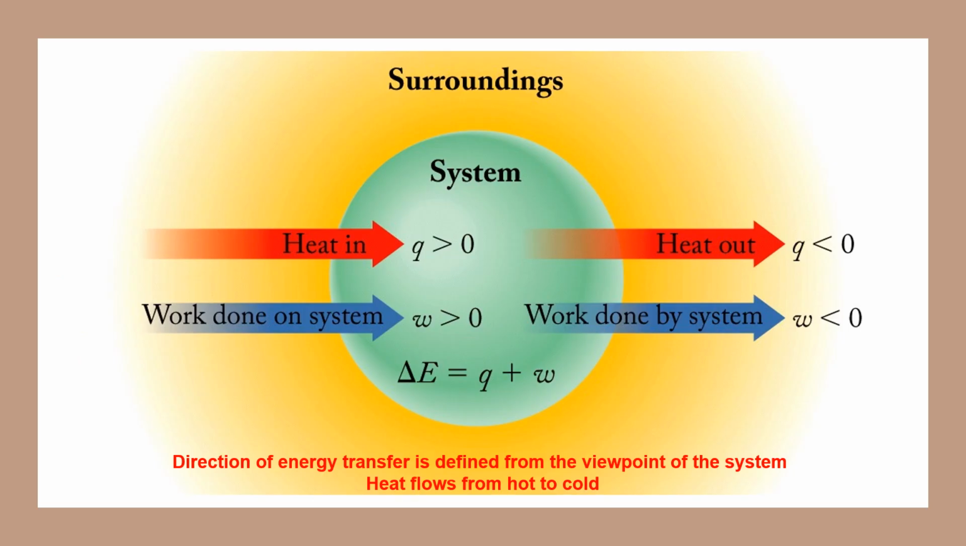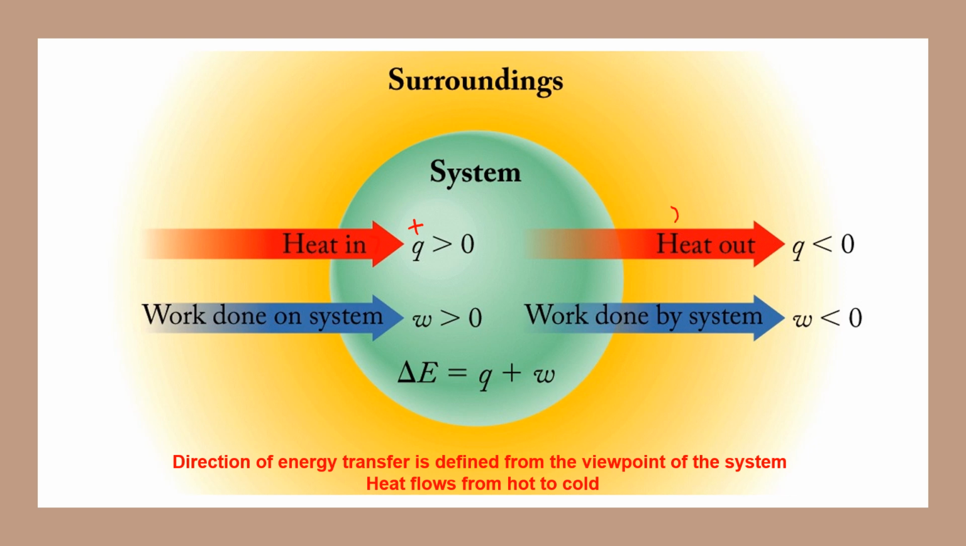So here we have a little diagram of our surroundings and system. If heat flows into our system, Q is going to be positive, because our system gained energy from somewhere. That is said to be an endothermic reaction. It would feel cold because the heat from out here is leaving and going into the system.